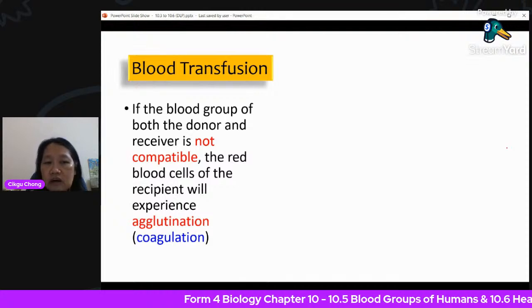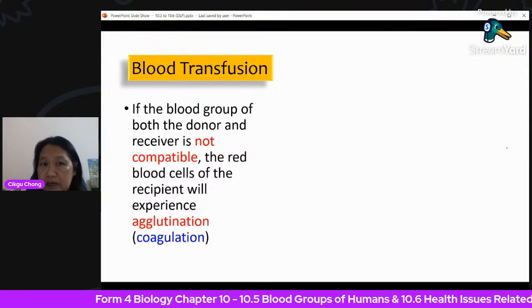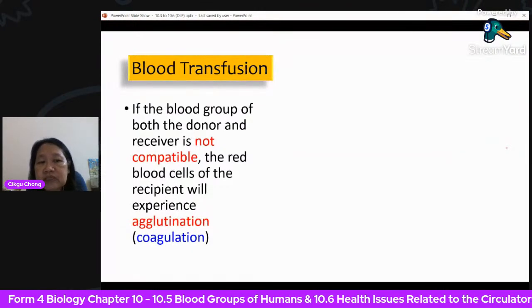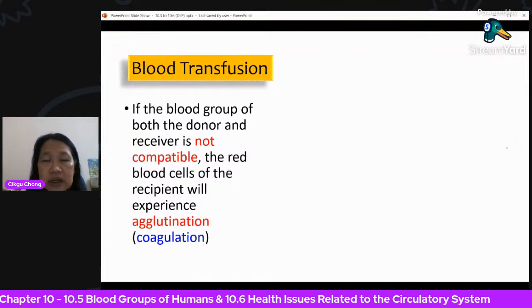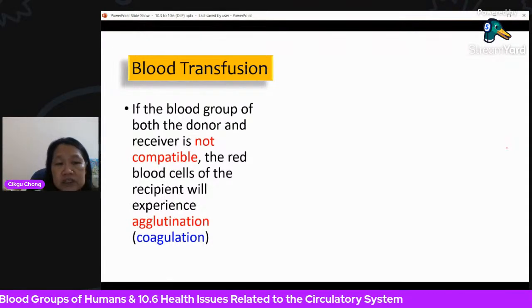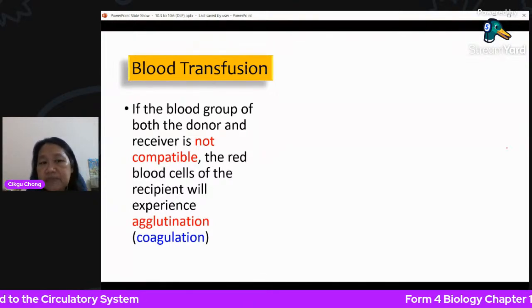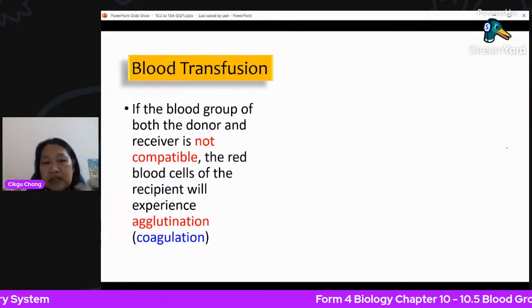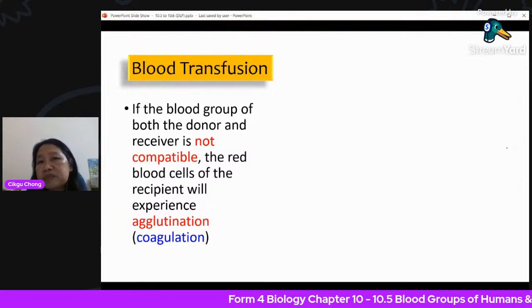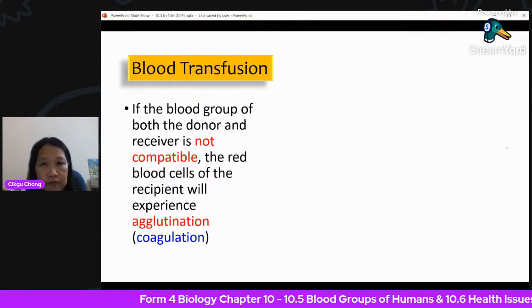The red blood cells of the recipient, the person who received the blood, will experience agglutination. Use the correct term. It's better to use agglutination than coagulation, though the meaning is roughly the same. That means they stick together, causing the red blood cells not to be able to flow.